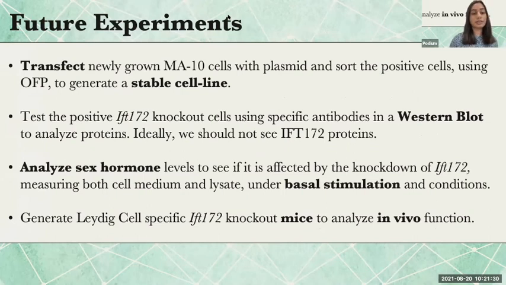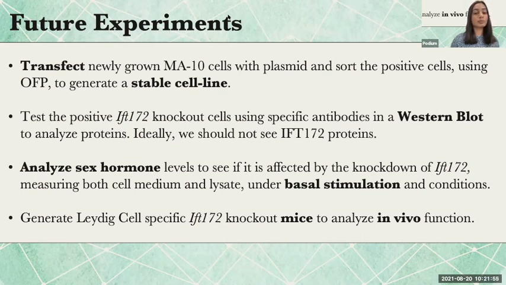And after we have generated a stable cell line, we will then test the positive IFT-172 knockout cells using specific antibodies in a Western blot to analyze proteins. And ideally, we shouldn't see any IFT proteins because the gene was knocked out. And after we test this, we can then analyze sex hormone levels such as testosterone to see if it's affected by the knockdown of IFT-172.